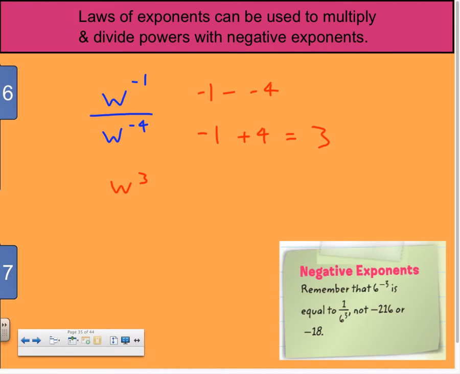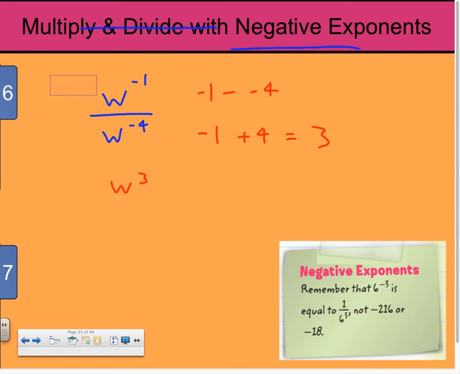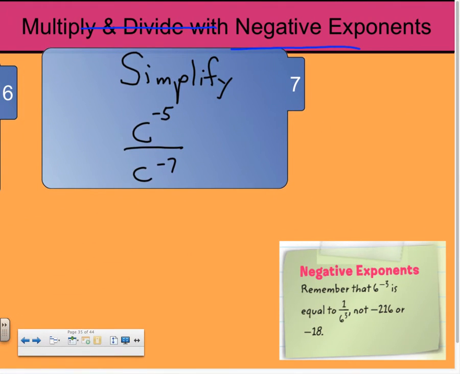So once again, the important thing to remember is that we still use laws of exponents even when there's negative exponents involved. Well, sorry, let's do one more there. Forgot the example, just to make sure we understand what we're doing. I've got C to the -5th divided by C to the -7. Tell your neighbor what you think I could rewrite that as.